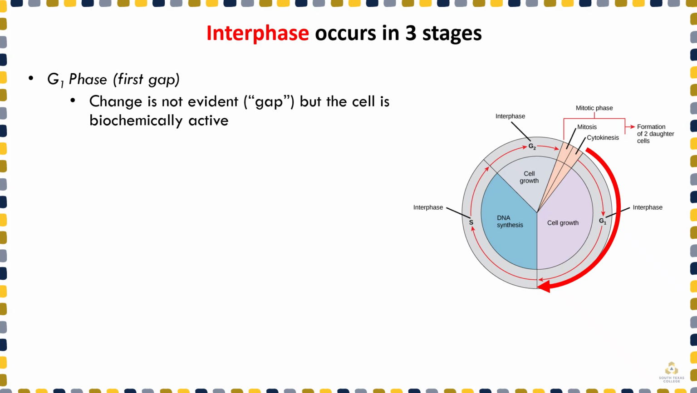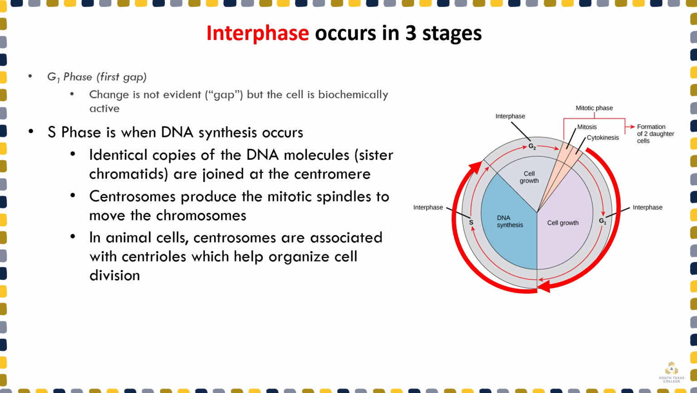The first one is called G1. G stands for gap. Here the cell has just completed division, so the cell is going to grow. It's going to be biochemically active, but there are no other changes that are going to be evident in its gap phase. The next phase is called the S phase, and S stands for synthesis.